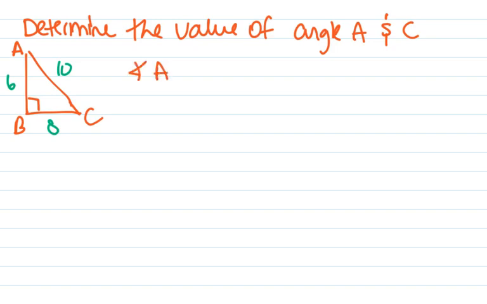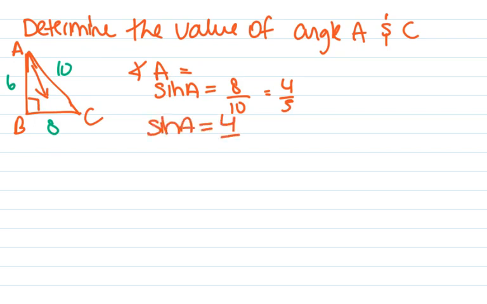So angle A, looking at that again, you can choose if you want to use sine, cos, or tan. I'm going to use sine in this case. So sine A equals, remember, SOHCAHTOA, sine is opposite over hypotenuse. So opposite was 8 over hypotenuse was 10 equals 4/5. So sine A equals 4/5.